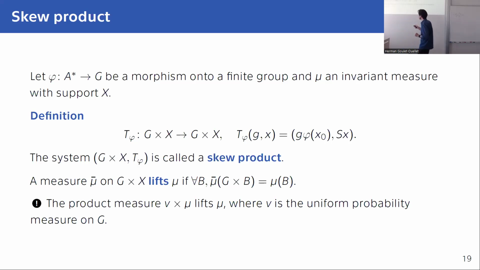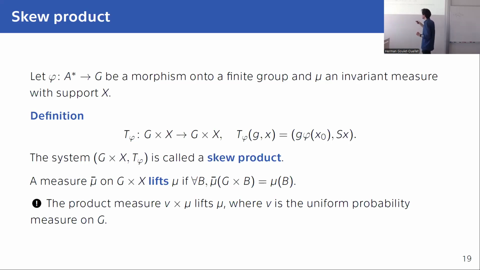And we need a small definition. We'll say that a measure mu bar on this skew product lifts the measure mu if it satisfies this condition: mu bar of G times B is mu of B. If you did a bit of measure theory, whenever you have a map from a measurable space to somewhere, you can take an induced measure. You can project the measure along a map. So here you would say that mu bar projects to mu along the natural projection from G times X to X, the component.